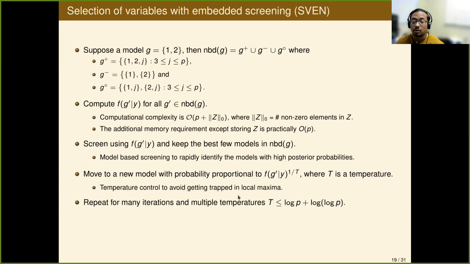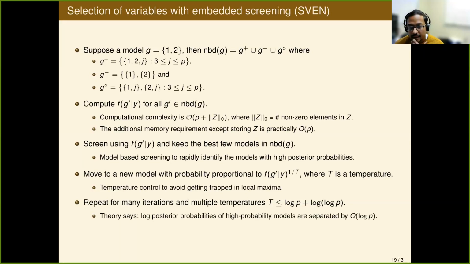And we use this temperature control to avoid getting trapped in local maxima. If T is high, it flattens the posterior surface, or posterior mass distribution, so that this algorithm can jump from one mode to another and escape from local modes. Because our goal is to find as many models with high posterior probabilities as possible. And we use this temperature parameter because the posterior consistency theory says that log posterior probabilities of high probability models are separated by big O of log P. So that's why we have this flattening or temperature parameter.